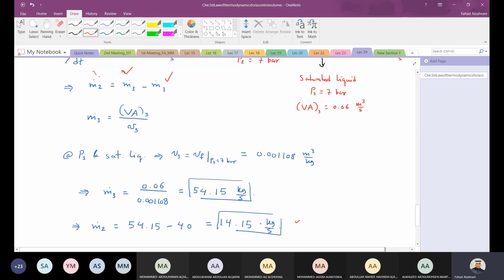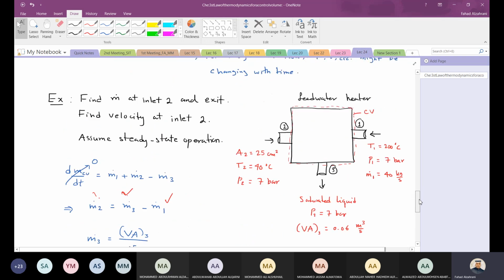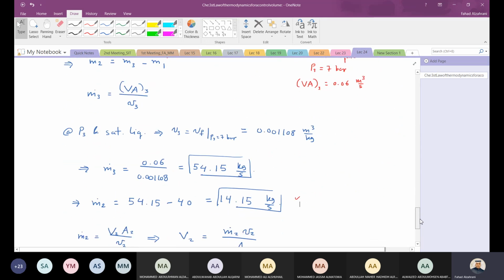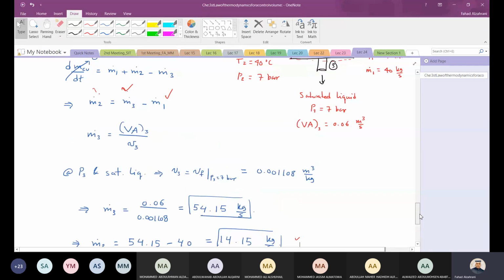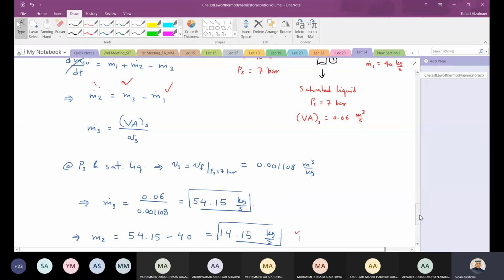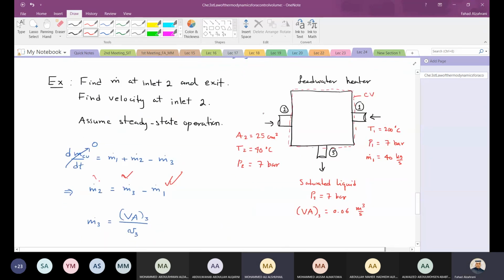How can I find the velocity at inlet 2? So I need the velocity at inlet 2. We put the equation of conservation of mass. We can solve it by the equation. Now I haven't used the conservation yet. Now I want the velocity at inlet 2, this velocity here at this inlet. What can I do?